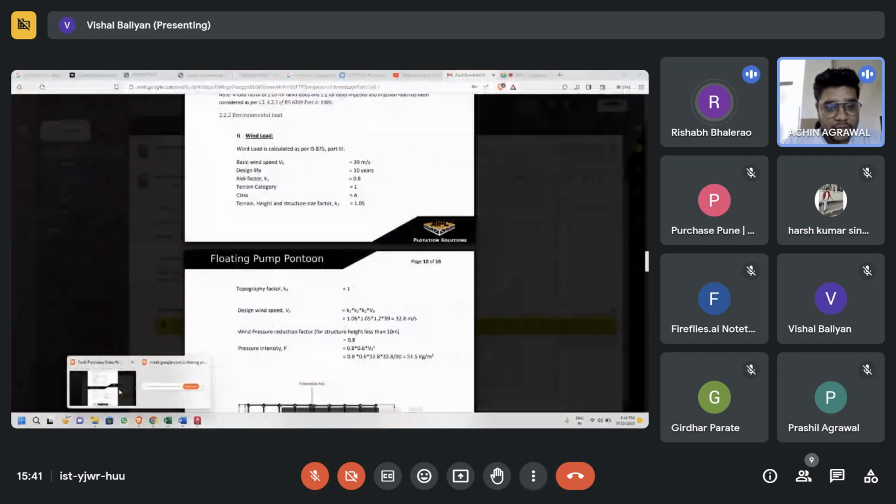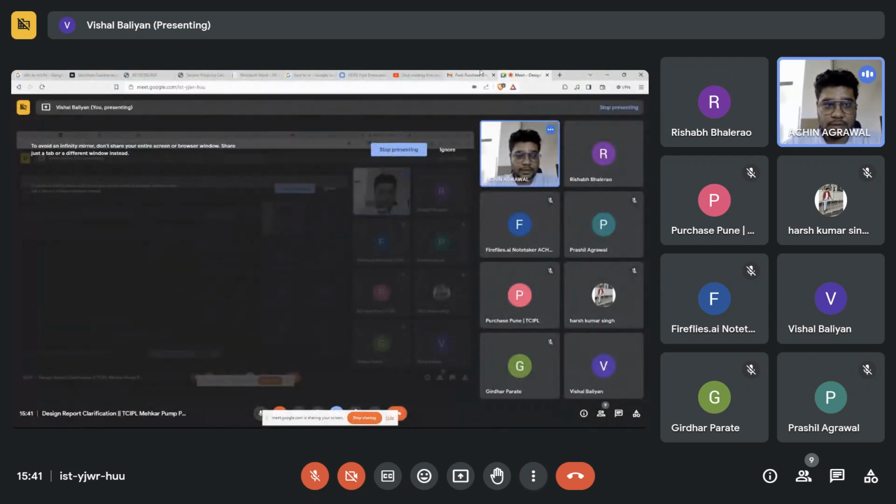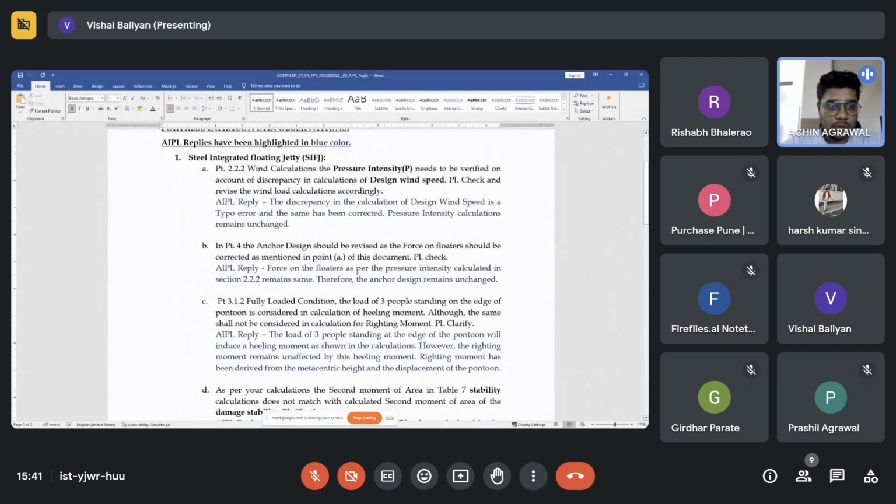So regarding the second point, anchor design should be revised as per new wind calculations. As we mentioned in point one, the wind calculations are accurate. There was only one typing error, and we have corrected that. Since the calculation is correct, we don't need to change the anchoring calculation as well. So I think we are good with the second point. Now coming to the third point, I think Vishal is back.